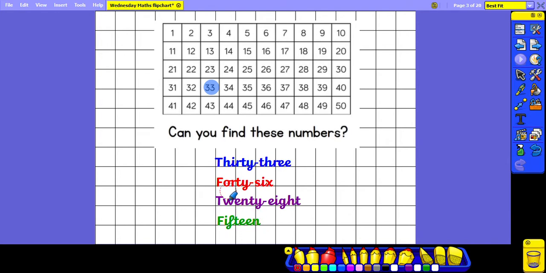And the second number we're looking for is 46, which is represented as a 4 and a 6. Next, we're looking for 28, which is a 2 and an 8. And finally, we're looking for 15, which is a 1 and a 5. Don't confuse it with 50, which would be a 5 and a 0.